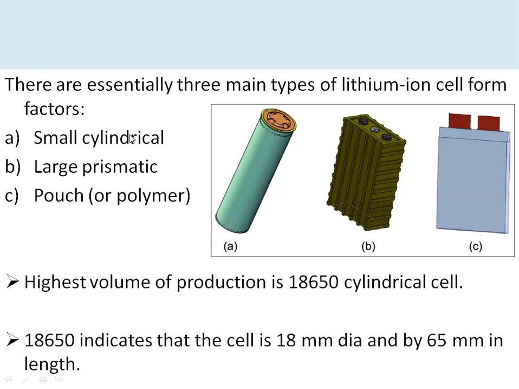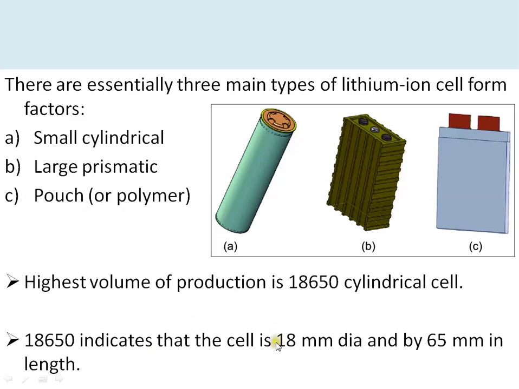And these are the three main types of lithium ion cell that are commonly used, meaning their form factor. One is a small cylindrical shape, which is commonly used, another is the large prismatic type, and the other is the pouch type. Depending upon the application, the form factor, that is the cell shape, is selected. And the highest volume of production of all these different types is the cylindrical cell, that is the 18650 cylindrical cell.